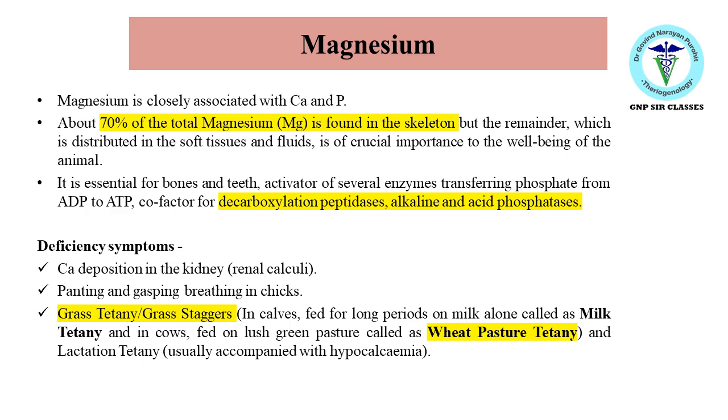Deficiency symptoms: Ca deposition in the kidney, renal calculi, panting and gasping breathing in chicks, grass tetany, grass staggers, in calves fed for long periods on milk alone called milk tetany, and in cows fed on lush green pasture called wheat pasture tetany, and lactation tetany, usually accompanied with hypocalcemia.